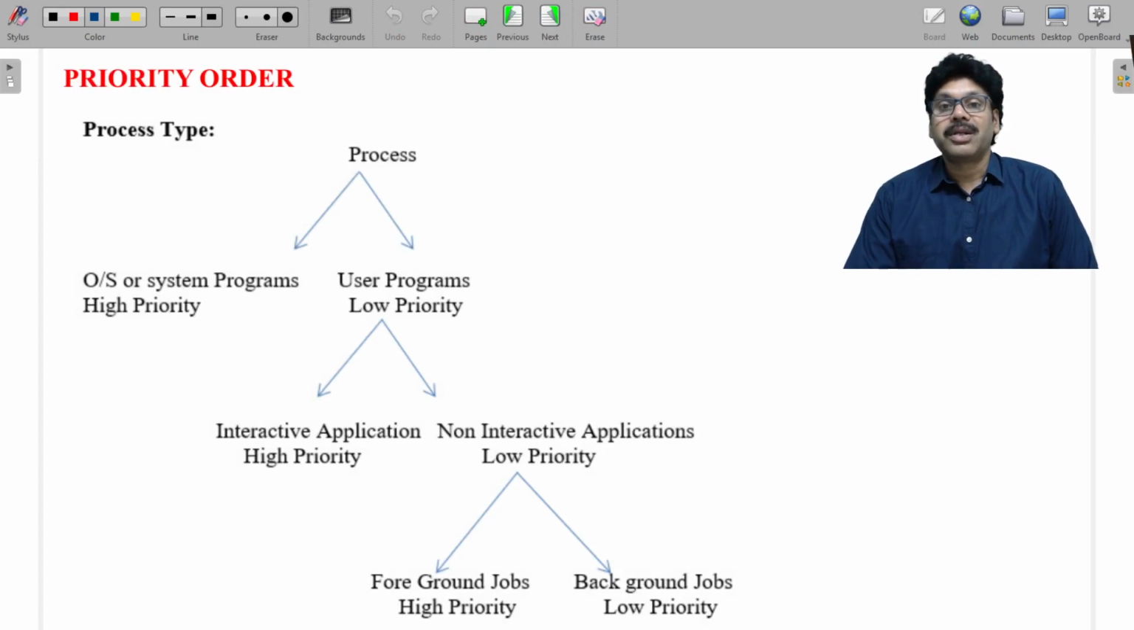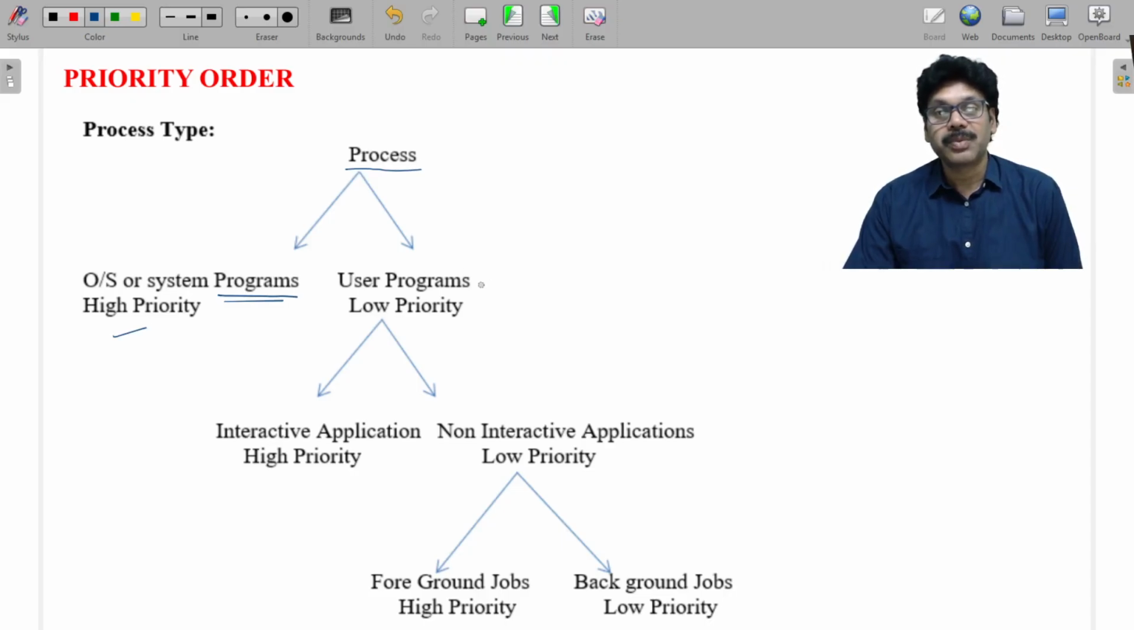So this is the priority order you can measure. How does the operating system measure the priority of the job? How does it know that this has the highest number and this has the lowest number? Whenever a process is created by the OS, if it is a system program or operating-system-related program, then it is given high priority. If it is a user process, then it is given a low priority.